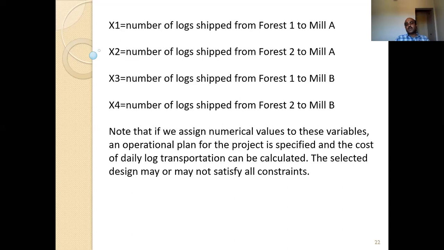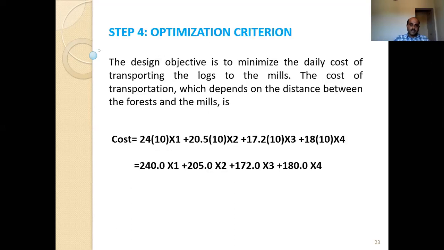So all these things put together, we have to frame an objective function, which is nothing but the cost function. The cost function is to be minimized. The ultimate objective of this optimization is to minimize the cost. Therefore, the objective function is the minimization of the cost of daily transporting the logs. So how can it be written? I am going to put this in the next slide. See, this is the one.